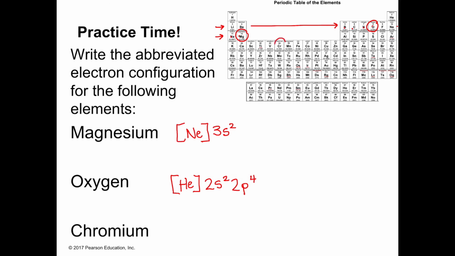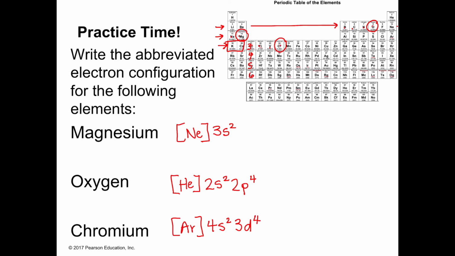Let's try chromium. So chromium is down here. So again, we go backwards. We find the noble gas that came before chromium. So we go 24, 23, 22, 21, 20, 19, 18. We hit argon. So we put argon in brackets. And then we're going to write the electron configuration for chromium that comes after argon. So we're starting here. Argon is not in the 4s, so we write down 4s2. And again, remember the D block is numbered differently, 3, 4, 5, 6. So it is in the 3D. And it is the 1, 2, 3, fourth one in the 3D. So we write down 3D4.